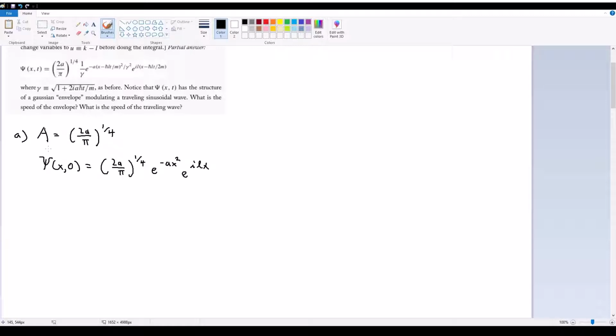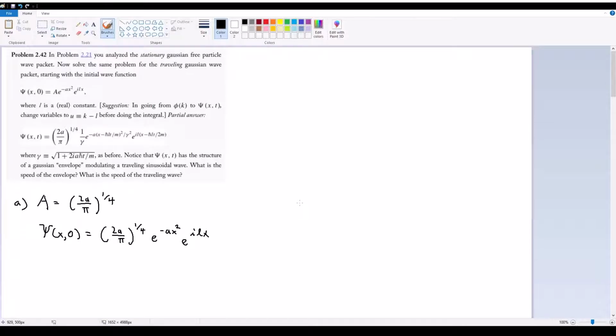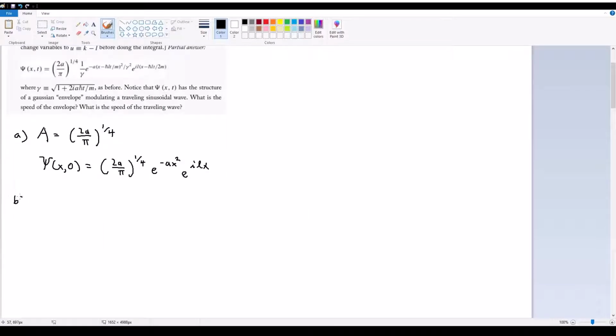Okay, now starts the hard part. In part B of 2.21, we were asked to find psi of x comma t. Now, if you remember these types of problems, the way we're supposed to solve this is to use a Fourier transform. So the general formula is that psi of x comma t can be expressed as a Fourier transform of phi of k. We can write psi of x comma t as 1 over the square root of 2 pi times the integral from negative infinity to positive infinity of phi of k times e to the i times k x minus h bar k squared over 2m multiplied by t, and then we close this off with the dk.